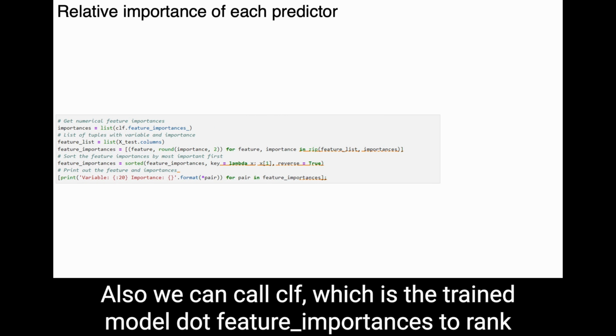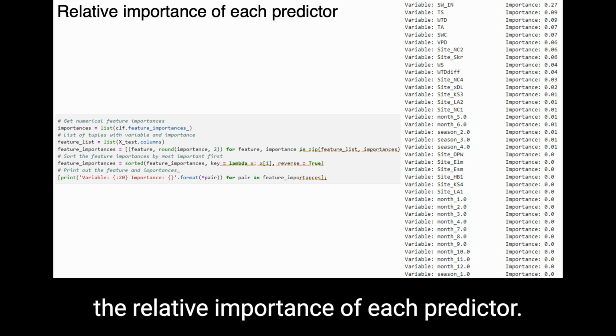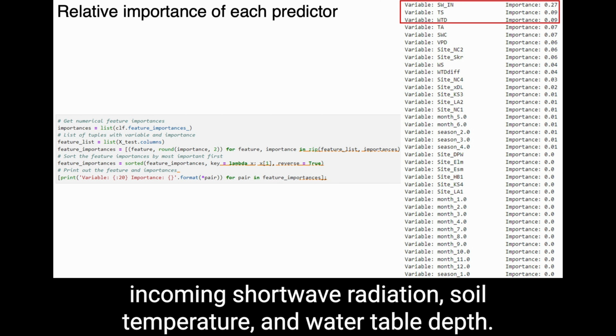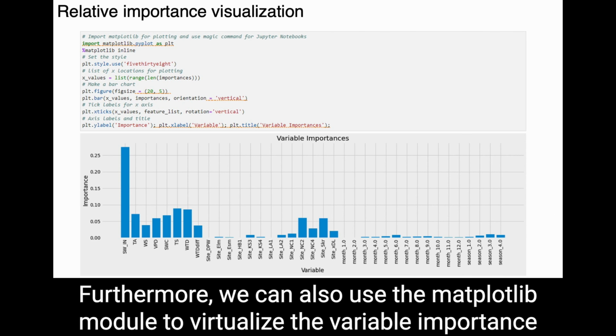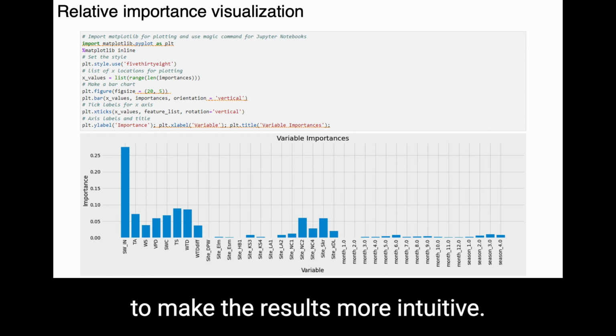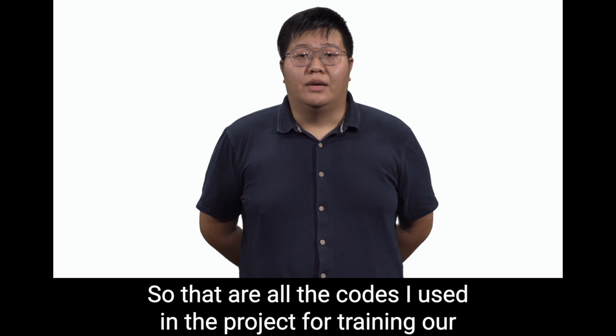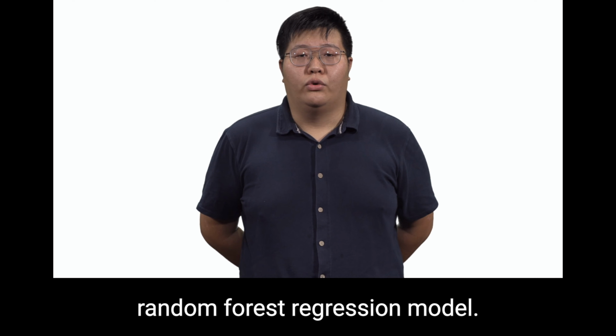Also, we can call clf, which is the trained model, dot feature importances to rank the relative importance of each predictor. Here in this study, the top 3 important variables on NEE are incoming shortwave radiation, soil temperature, and water table depth. Furthermore, we can also use the matplotlib module to visualize the variable importance to make the results more intuitive. So those are all the codes I used in the project for training a random forest regression model.